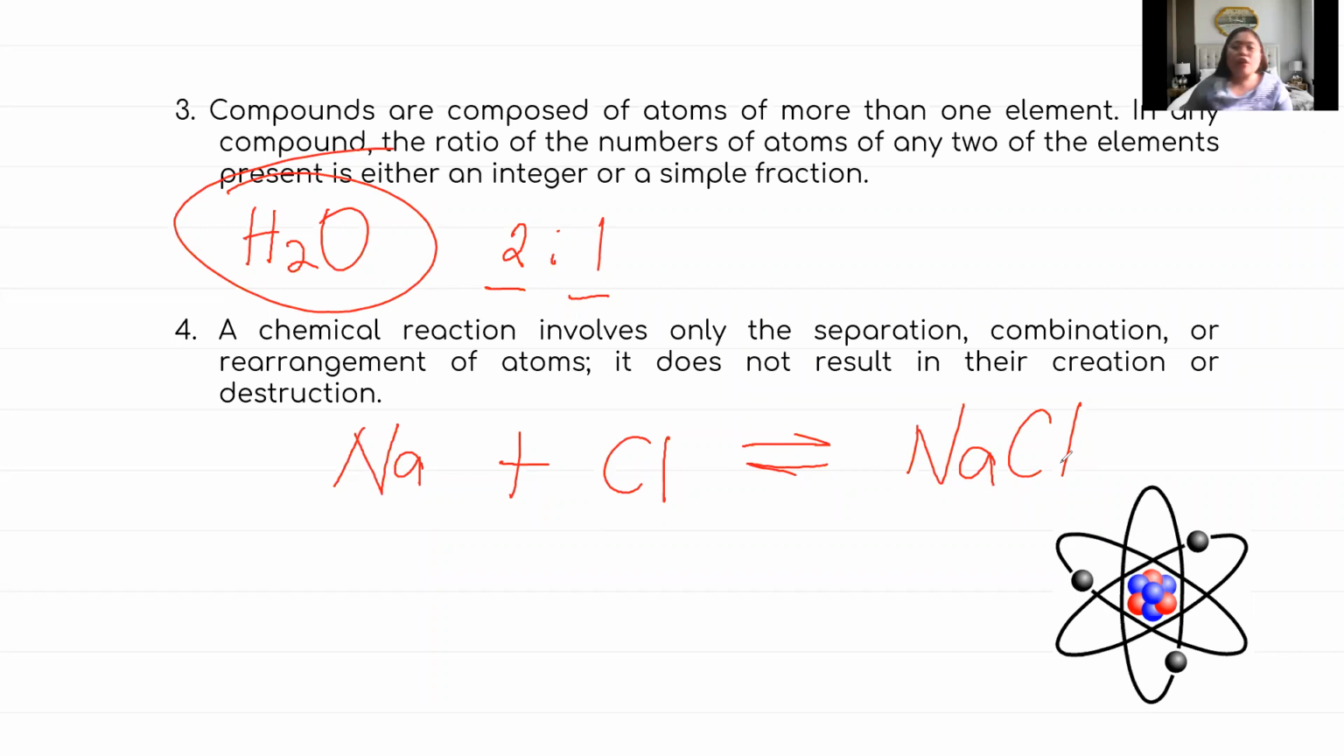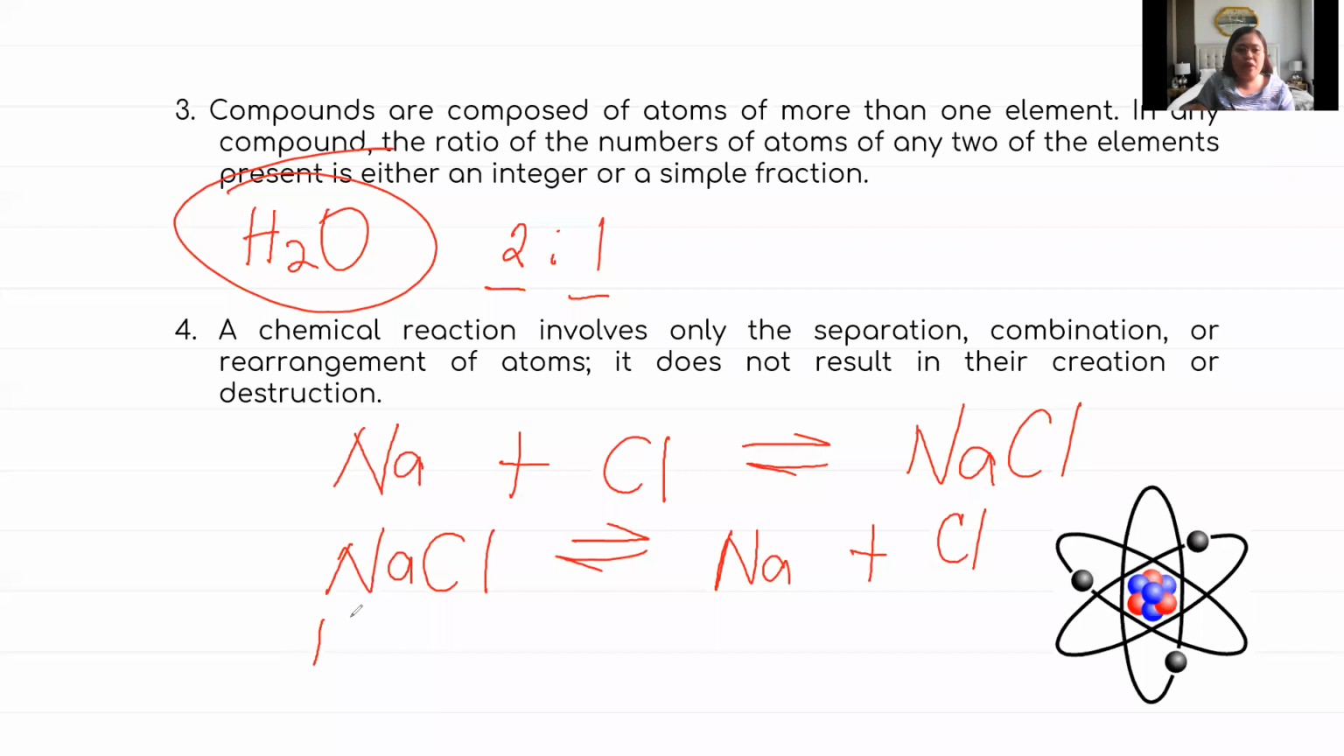But we can also separate them. So we have here a compound, and then we will be separating their component atoms. So you will still get the sodium and the chloride. Or there can also be a rearrangement. So for example, you have water plus carbon dioxide. Although it is still a combination class, we have here a rearrangement.